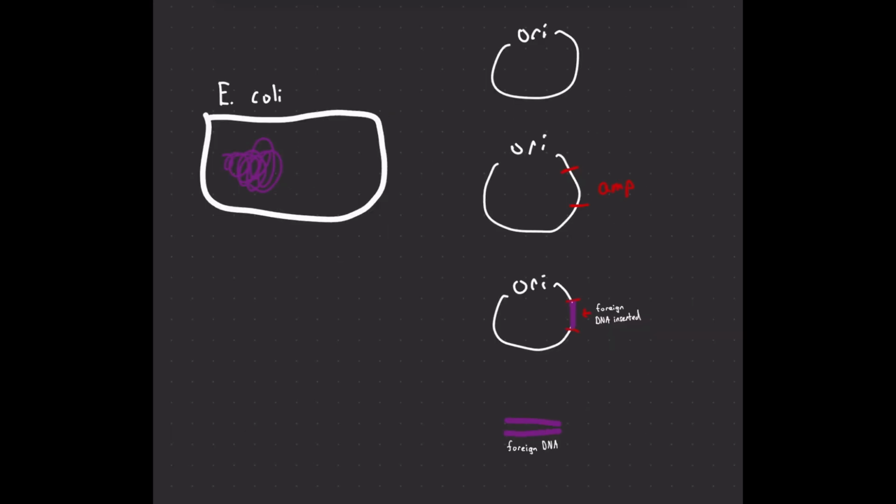That's it for part 1, and in the next video, I'll be talking about how the sensitive E. coli reacts under different environmental situations when different types of foreign DNA, recombinant plasmids, and regular plasmids are inserted within the E. coli.